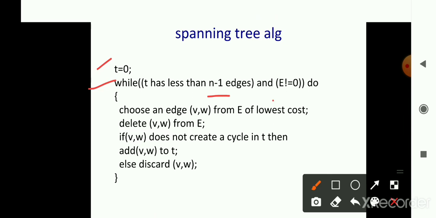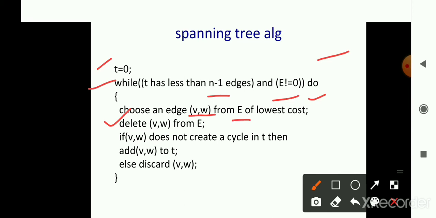And here we have E is not equal to empty. So we go up to the last edge, but the condition is that we have to reach n minus 1. When we reach n minus 1 we end, and if we have already traced all the edges, then we stop here. Now after that, what we do, up to n minus 1 edges, is choose an edge (u, v) having weight w from E.